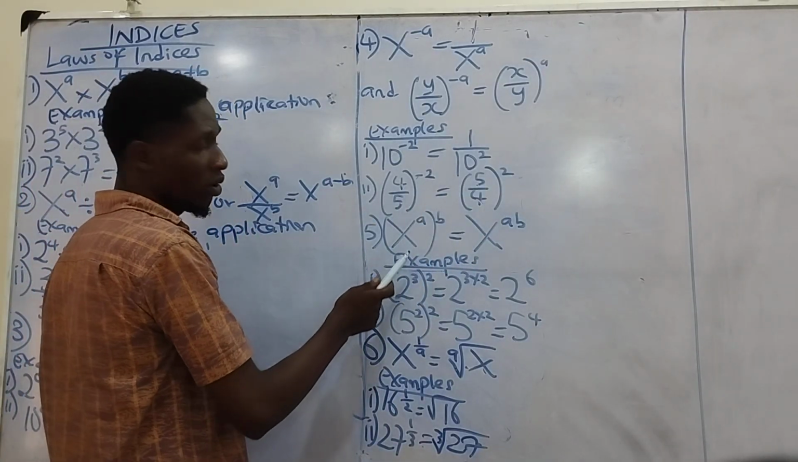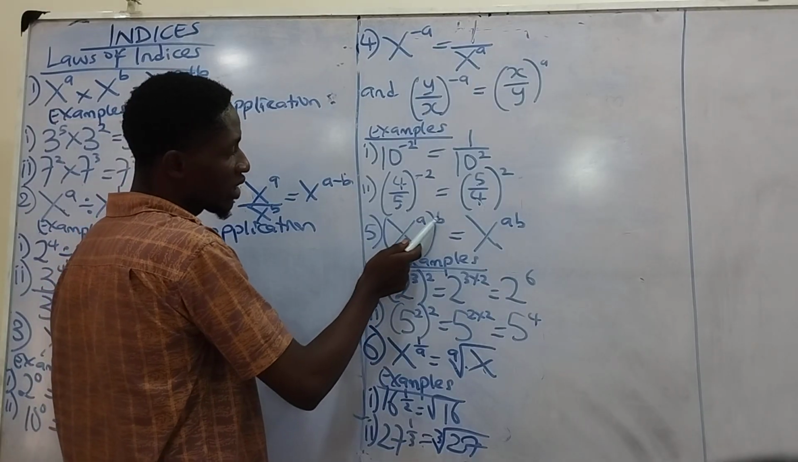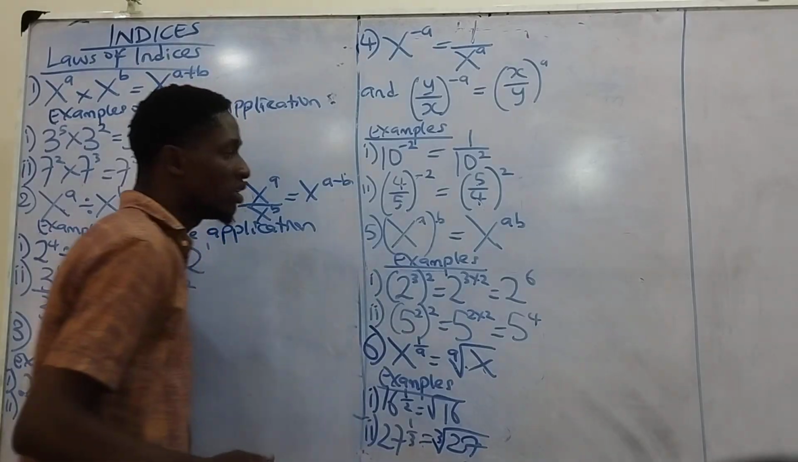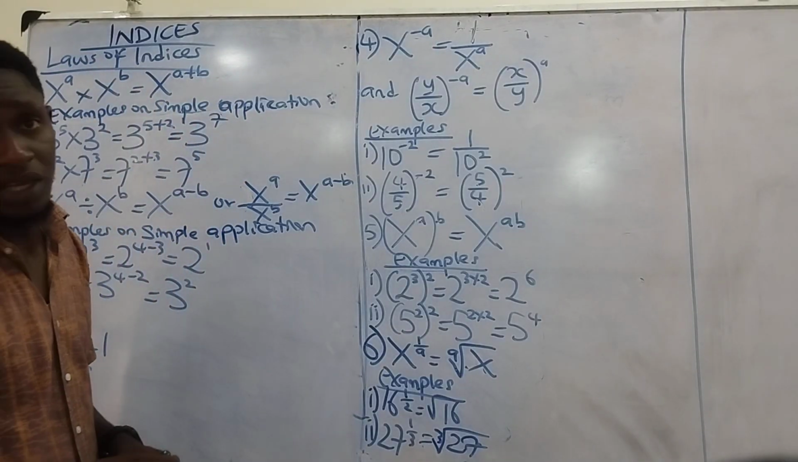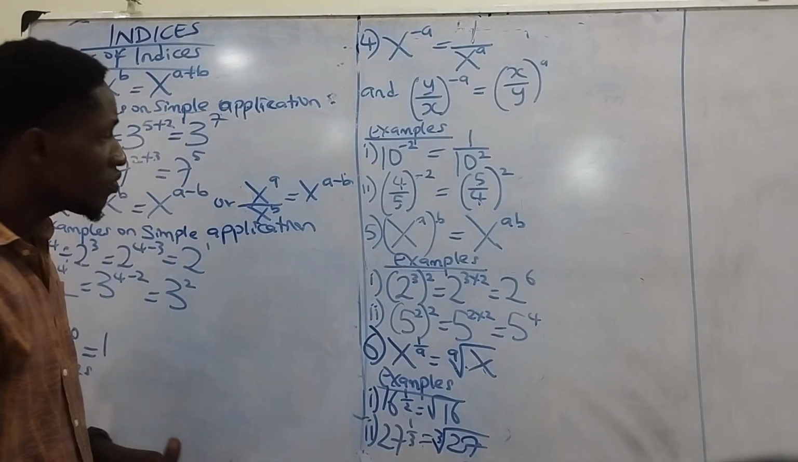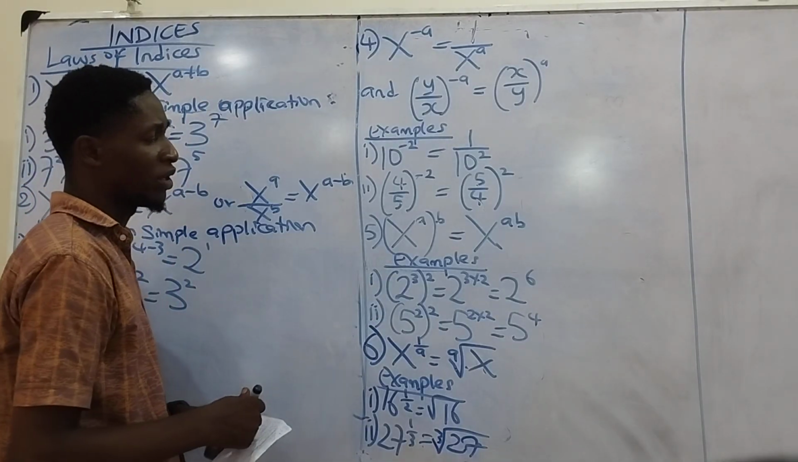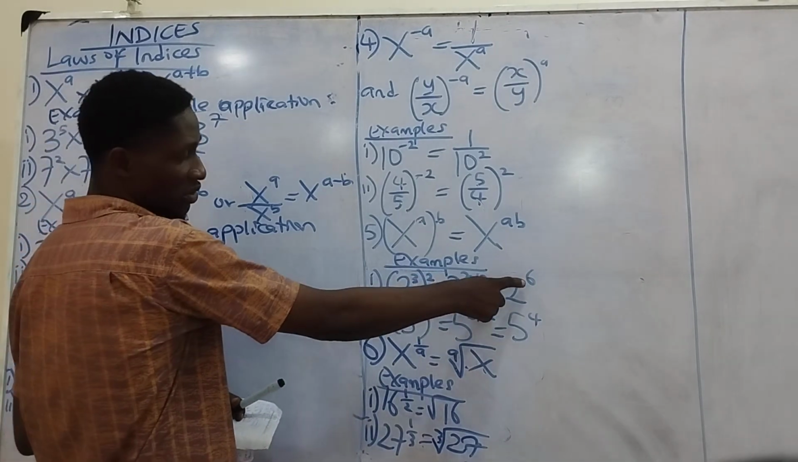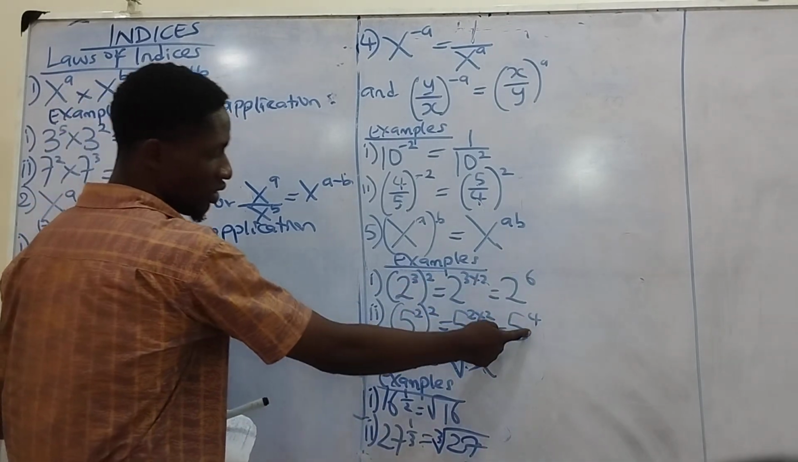Then we have the power law. x raised to the power of a, all raised to the power of b. You can see we have a power inside and a power outside. So in this scenario, they are going to multiply themselves. a times b is ab. And we have a simple illustration or application here. 2 raised to the power of 3 times 2, can you see, is 6. 5 times 2 is 10.